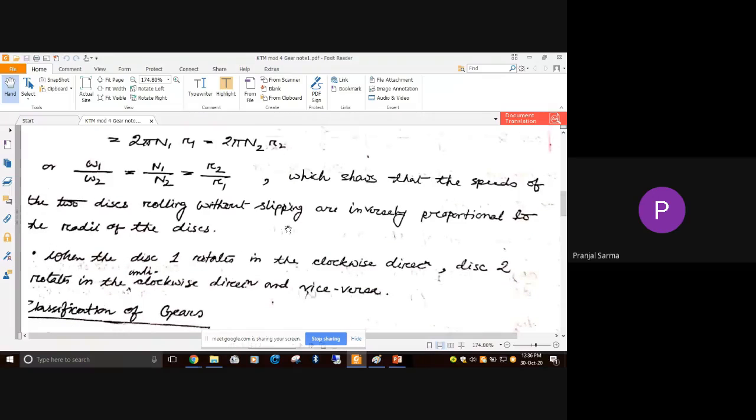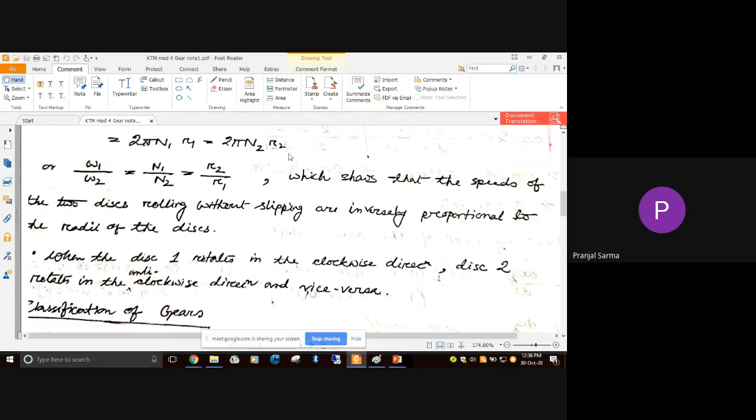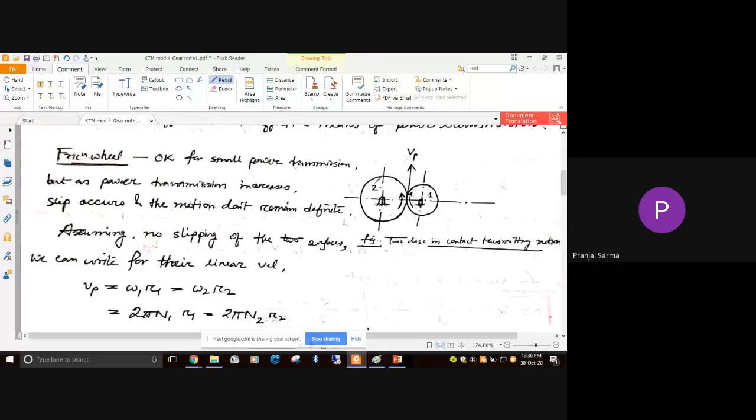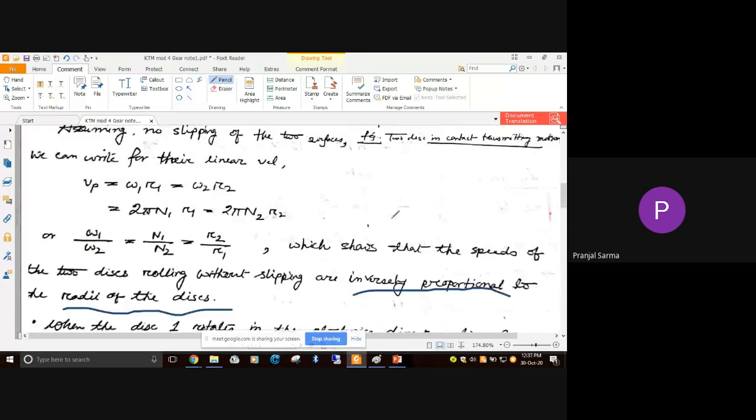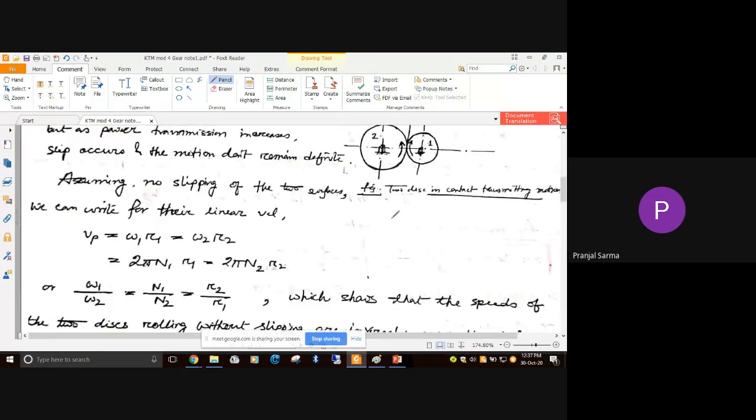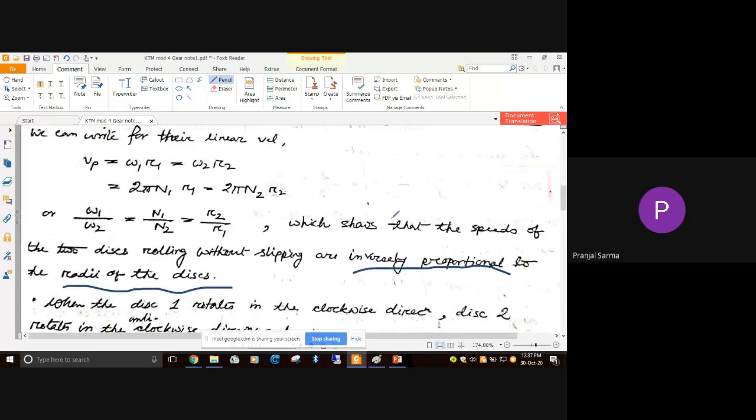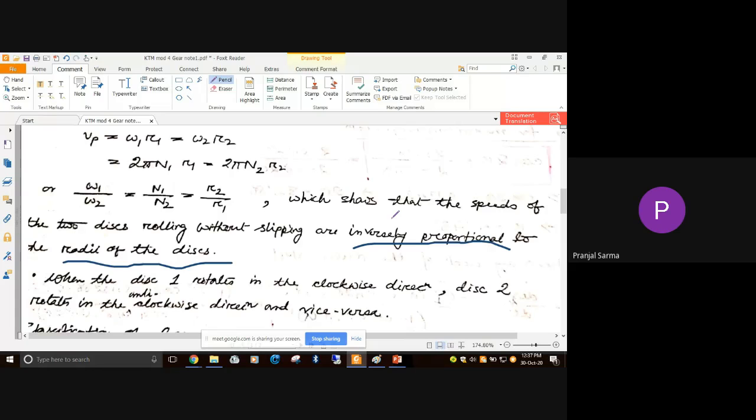So what does it show? It shows that the speeds of the two disks which are rolling without slipping are inversely proportional to the radii of the disks. This is important. What does it mean? It means that as the size of the disk increases, the speed is going to decrease for the same power transmission. This is one of the relationships that we consider while designing gearboxes, or in your automobile setup and all.